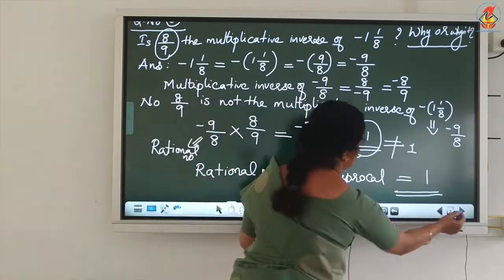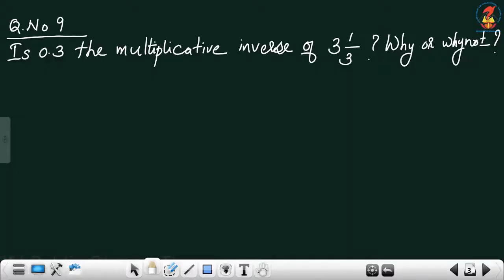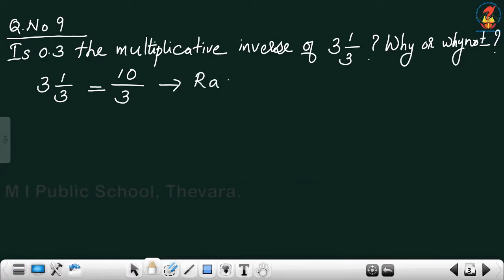Now question number 9. It is similar to question number 8. Is 0.3 the multiplicative inverse of 3 and 1 by 3? So, the number given is 3 and 1 by 3. First we can write it in the rational form. 3 and 1 by 3 is equal to 3 into 3, 9, 9 plus 1 equal to 10. So, 3 and 1 by 3 is equal to 10 by 3. That is the given rational number. This is our rational number.